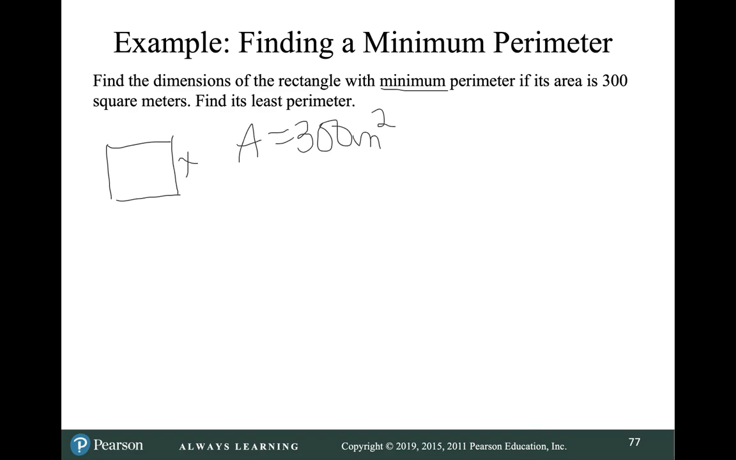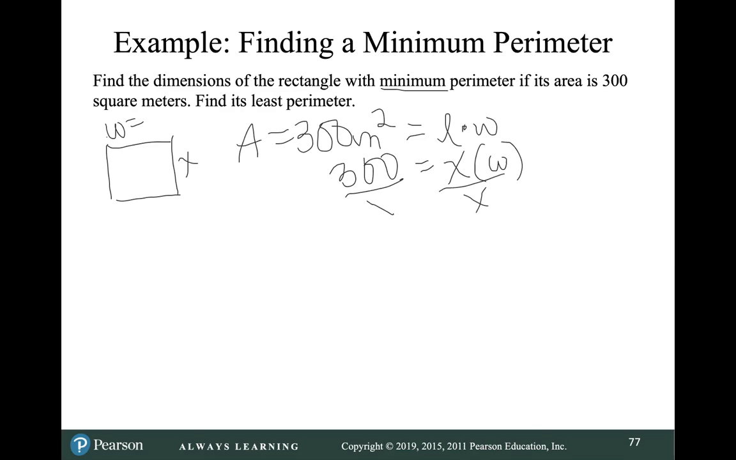Well, the area is length times width. So if one of those is X, 300 equals X times whatever the other one is, the width. So that means the width equals, divide by X, 300 over X. So now I have both sides labeled, and we can write this in terms of a single variable. I don't really need W anymore, right?